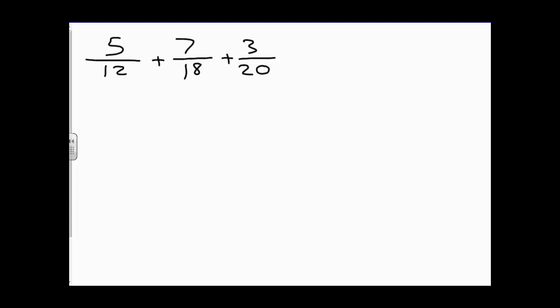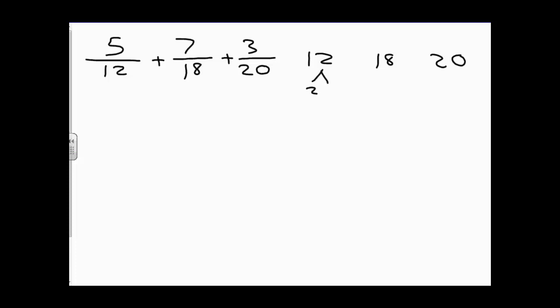The first thing I'm going to do, step 1, is we write the denominators off to the side. So we're going to write the 12, 18, and 20 off to the side. Step 2, we factor the denominators.